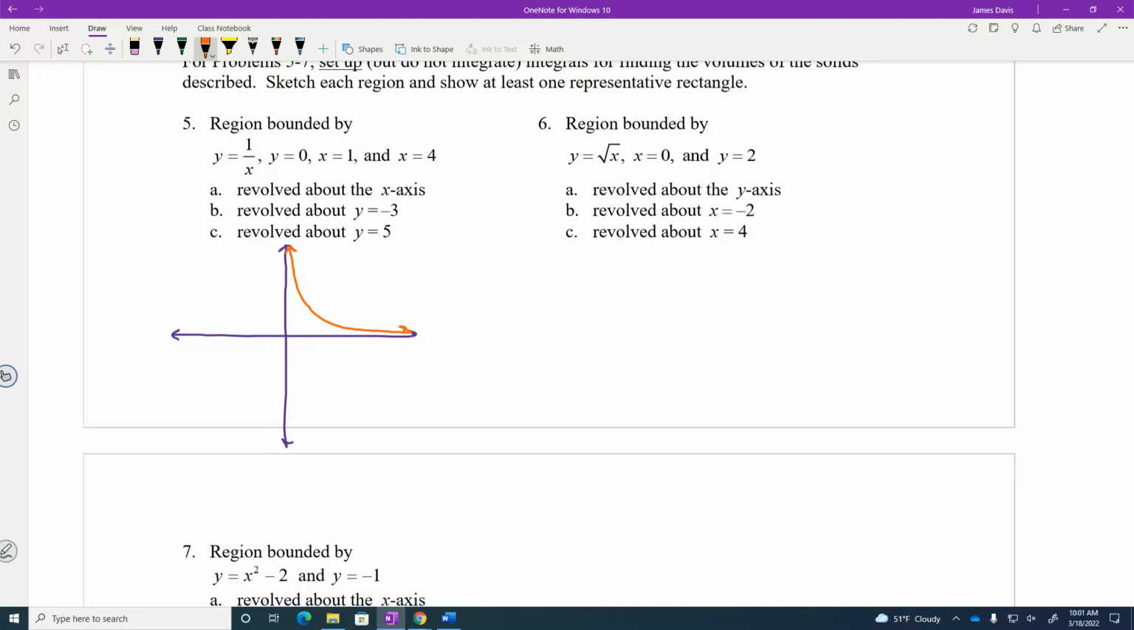Okay, and we're bounded by x equals 1 and x equals 4. So at 1, it's going to be 1. So let's do that. Down to here. And then at 4, so that's the region we're talking about there. Bounded by y equals 0, x equals 1, x equals 4. And then we're supposed to draw at least one of the rectangles. I actually like to draw circles.